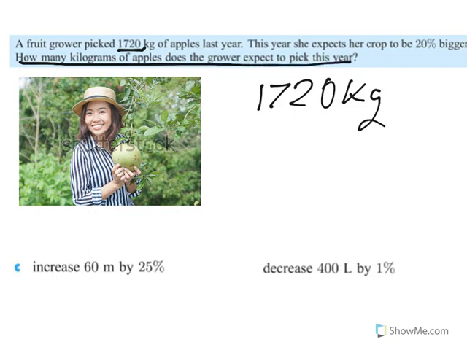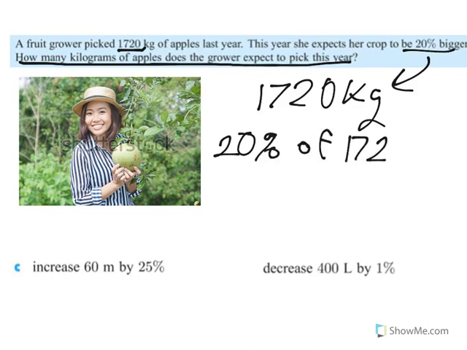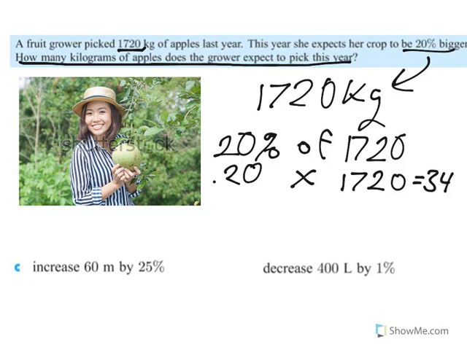All right, what do we do? Well, the first thing we want to do is say, what is 20% of this number? If you remember how we do this, 20% of 1720, we write that as a decimal. We remember that of means to multiply, and we simply go 0.20 times 1720. What this is, 344 kilograms. That is step one.